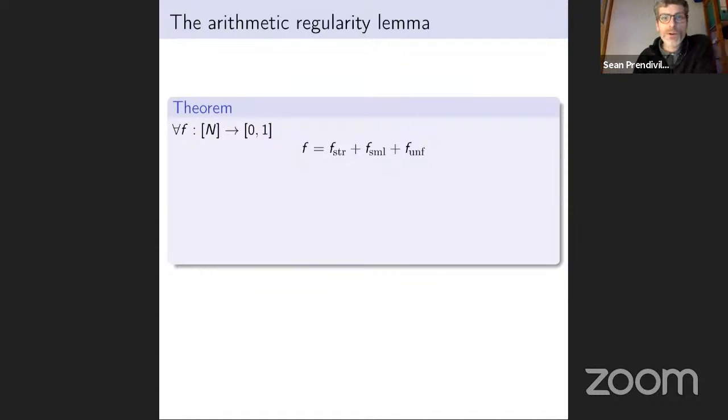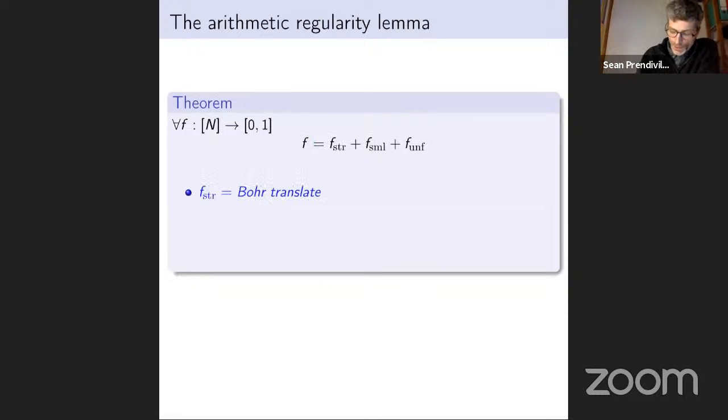So how should we think about each of these parts in our decomposition? In lecture 3, we looked at decomposing the characteristic function of a dense set, but there's nothing really to be gained by specifying to functions of that form, and it's just as convenient to work with an arbitrary one-bounded function. Okay, so you should think about the structured part like a Bohr translate.